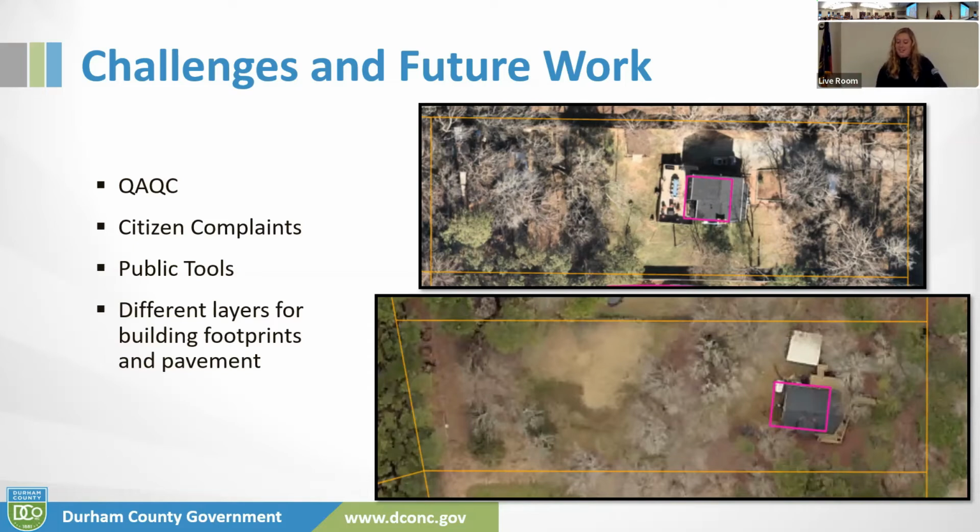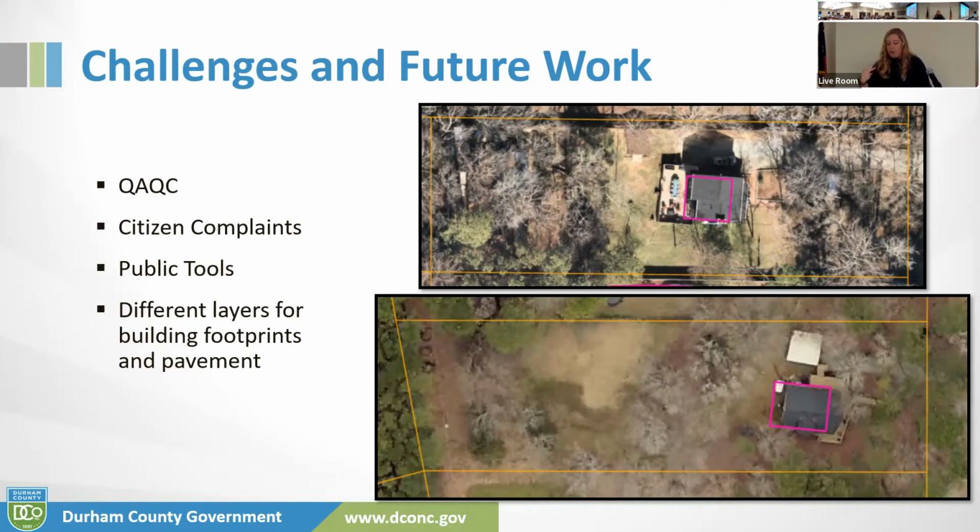Speaking of complaints, citizen complaints. So we do have tools in the works, like I've showed, the Survey123 form and the story map, but we're still working to improve that and streamline that process and make that a little bit easier. Public tools. So I'm definitely a believer that utility data should be public. But we've realized that we need to be very careful about the information that we share.